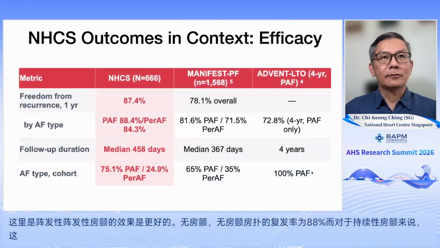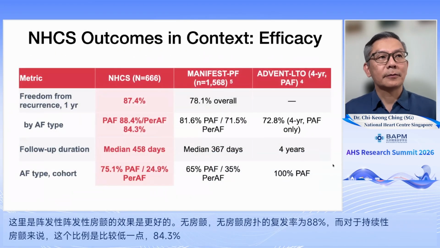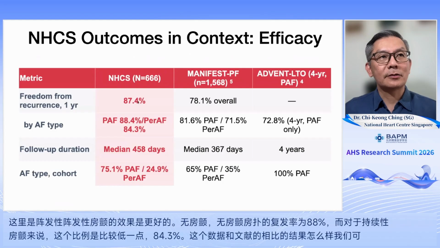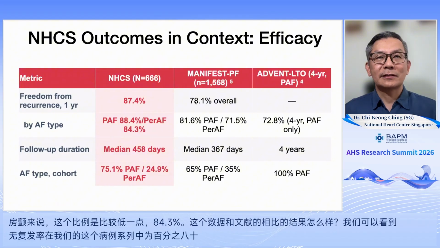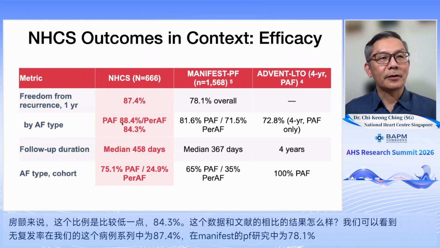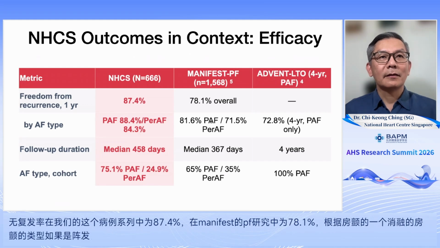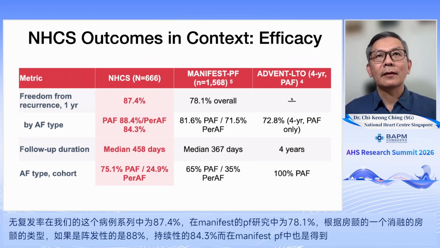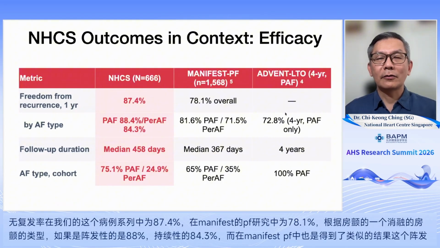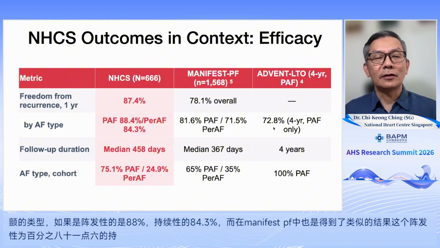Now, how does this compare to what we see in the literature? Freedom from recurrence, all comers of our series of 666 patients was 87.4%. In MANIFEST-PF it was about 78%. If it's by AFib type, in the PAF group, it's about 88%. Persistent AFib group was about 84%. Fairly, I think, comparable to MANIFEST-PF, 82% in the PAF group and about 71% in the persistent AFib group. In the ADVENT 4-year trial, mainly PAF group, close to 73%.